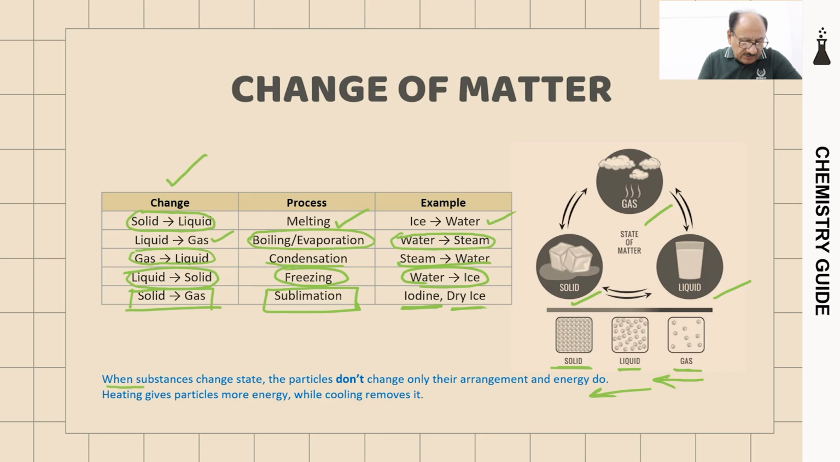When substances change state, the particles do not change. This is very, very important. For example, a water molecule is H2O, and H2O will remain H2O whether we change ice to water or water to steam. For all three states, the formula remains the same. Only the intermolecular bonds will be broken, so only the arrangement and energy will change. Heating gives particles more energy, while cooling removes it.